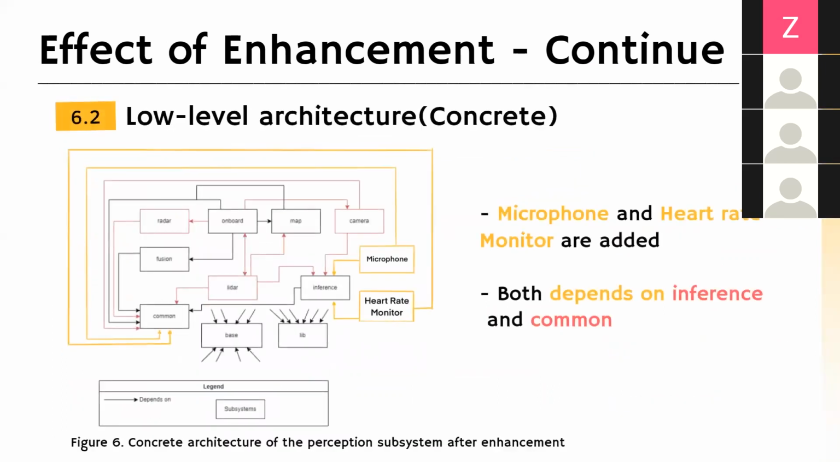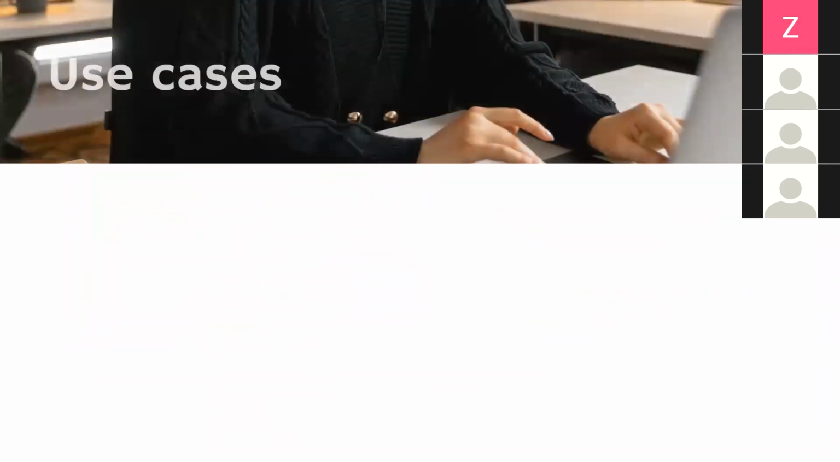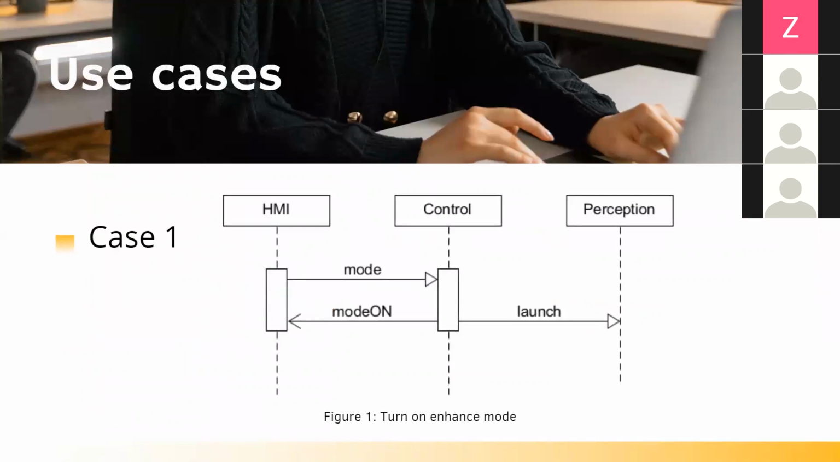For concrete low-level architecture, as shown by the yellow box and arrows in Figure 6, a microphone and heart rate monitor are added, which depend on inference and are used to detect drivers' physical and mental conditions.